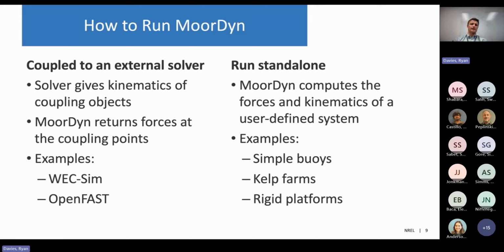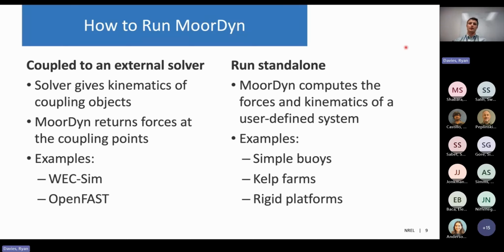So like I said, the solver is going to pass in kinematics of coupled objects, and then MoorDyn is going to return the forces at those coupled objects. So it's an easy interface back and forth, and the solver doesn't need to know anything about what's going on inside of the mooring system. Examples of this are WEC-Sim and OpenFAST. I think those are the pretty common and famous examples, but there's also proprietary codes and individual solvers that other people have made. You can also run MoorDyn standalone.